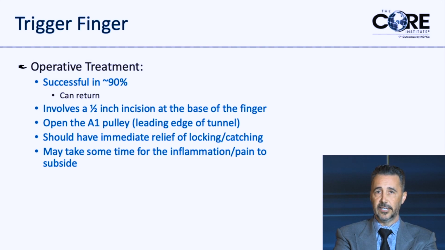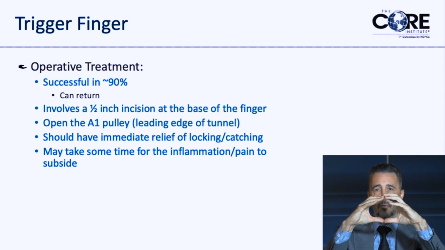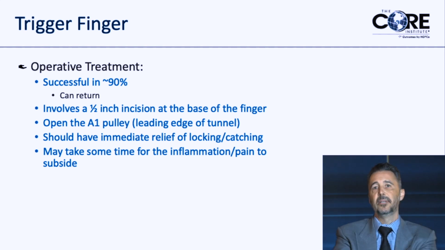When non-surgical treatment is not working or we decide to go with surgical treatment, it's a very successful treatment generally. Greater than 90% of the people have great results. It can return, but it's not very common. It's a very small 3/4 inch incision at the base of the finger. And we basically go in and we open up that tunnel where that tendon is trying to run into that tunnel. So right at the leading edge of that tunnel, we open that up so that the tendon has room to travel.